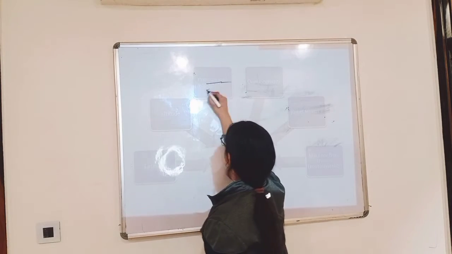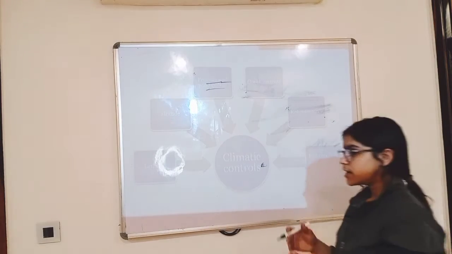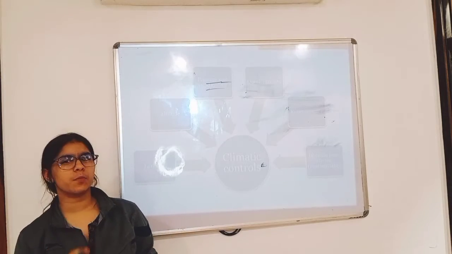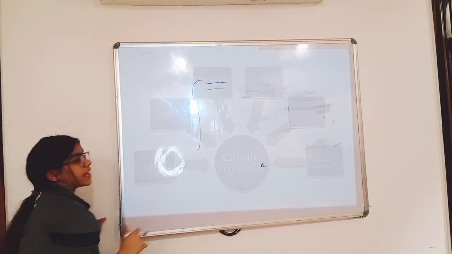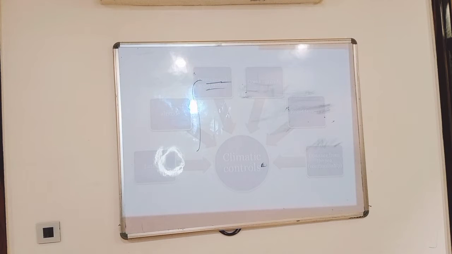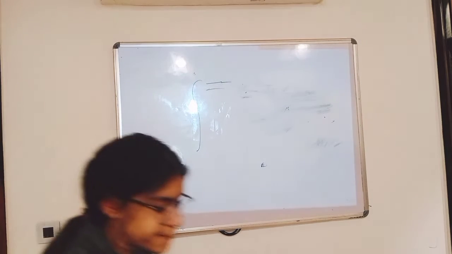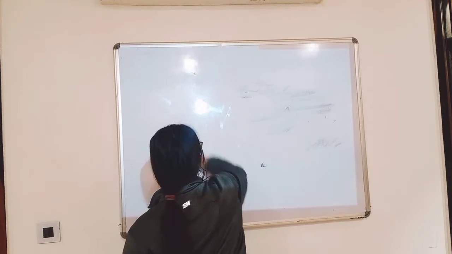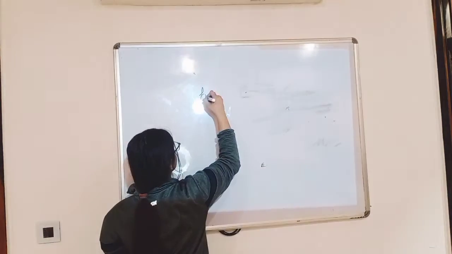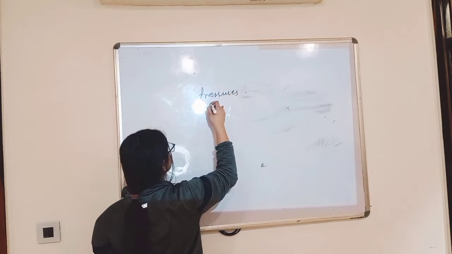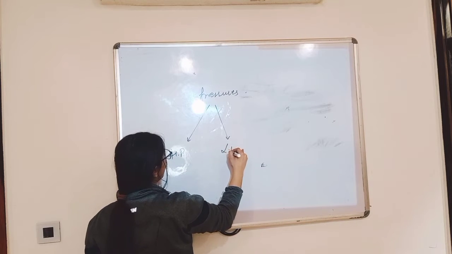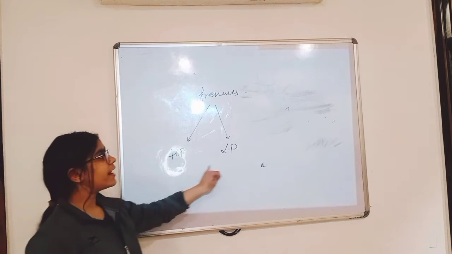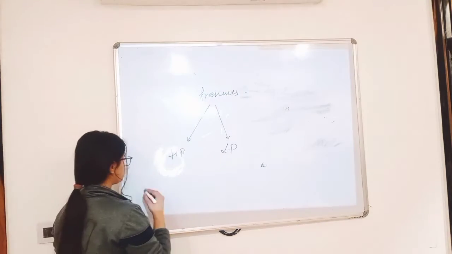Next, pressure and wind systems. Ab dekho, pressure and wind systems bahut important hai. Pressures hote hain aapke two types ke. Let me explain it over here. Dekho, pressures two types ke hote hain: high pressure and low pressure. High pressure kya hota hai?